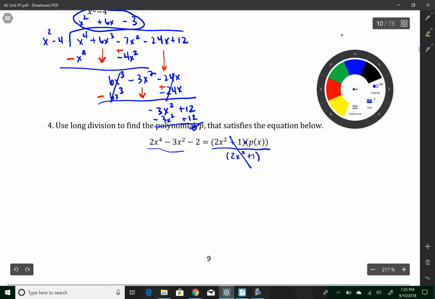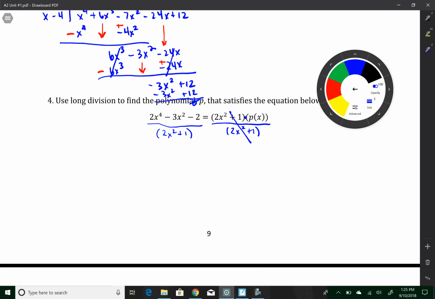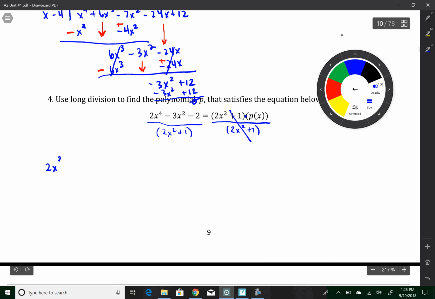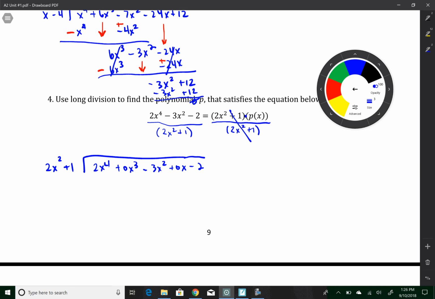Well, if I do that to one side, I have to do it to the other to balance out my equation. So again, it's just a long division question. So I'm going to do 2x squared plus 1 divided by 2x to the 4th plus 0x to the 3rd, notice the missing term there, minus 3x squared plus 0x minus 2. Essentially, you want those missing terms in there in case you get something that matters. If nothing matters, then they're kind of irrelevant terms.